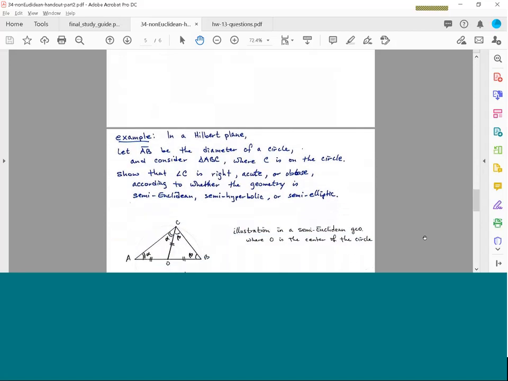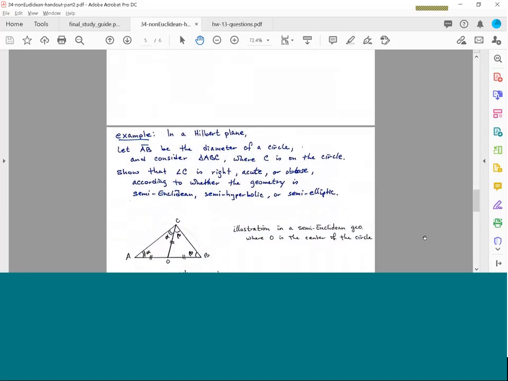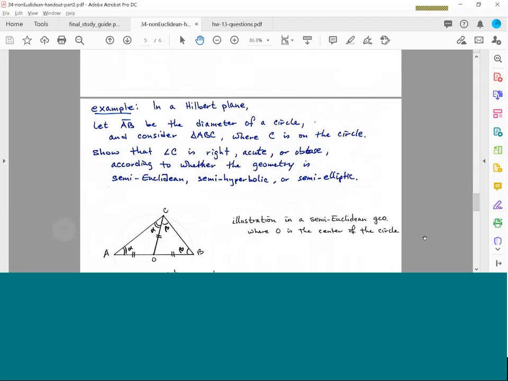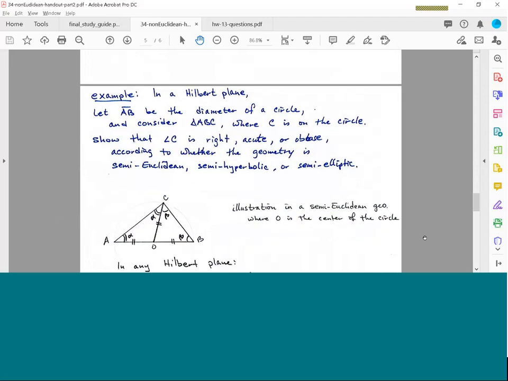So here's the picture, and this illustration right here is totally in the semi-Euclidean situation because I used a compass and a straight edge to draw it. So here, very, very faintly, you can see the pencil drawing of the circle, and then I went ahead and put in the center O and the diameter AB right there. I arbitrarily picked a point C on the circle and just connected it in to form the triangle.